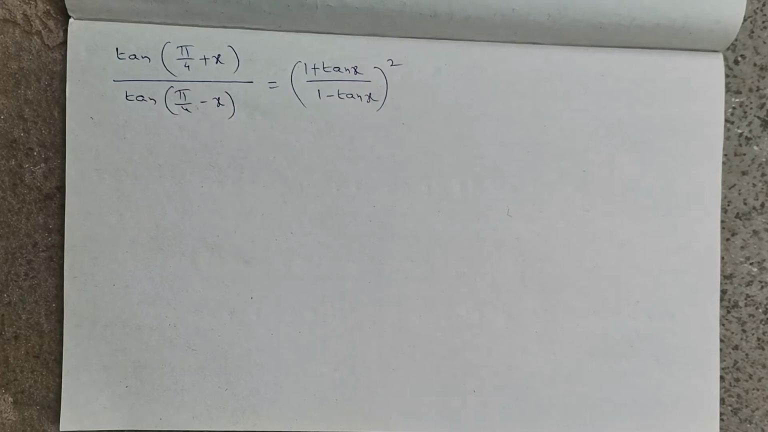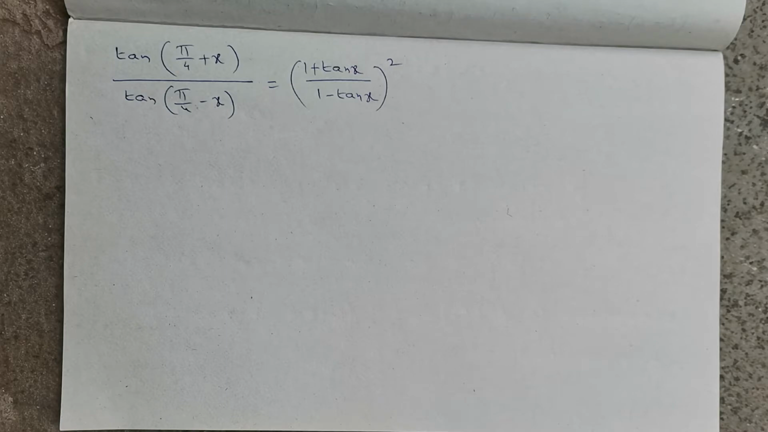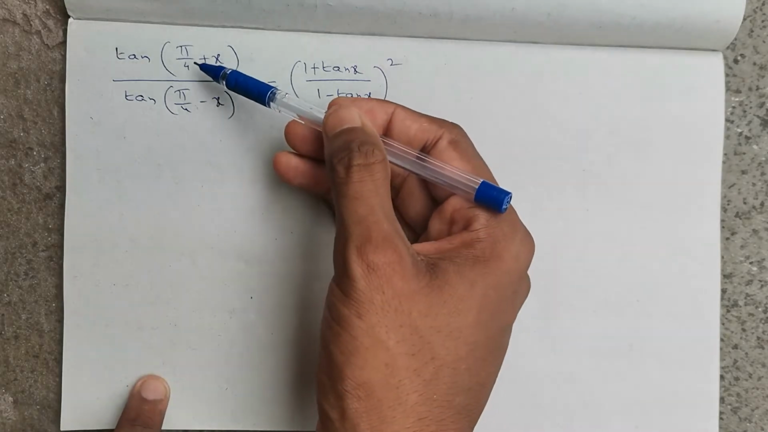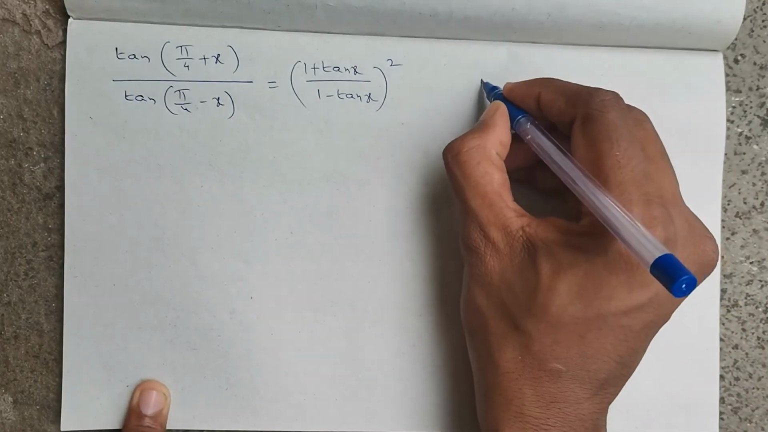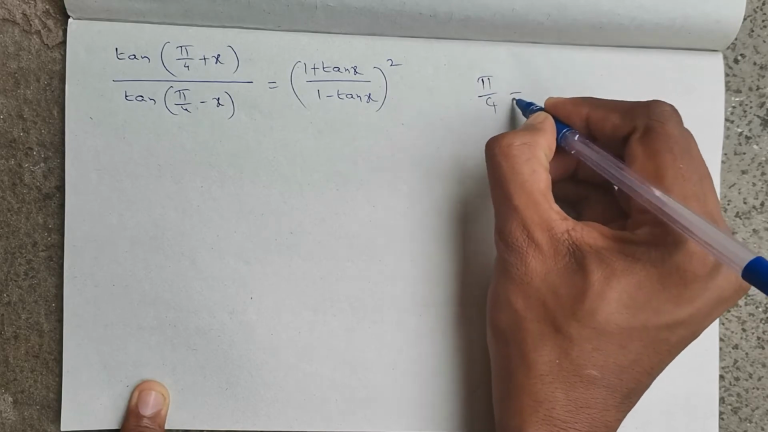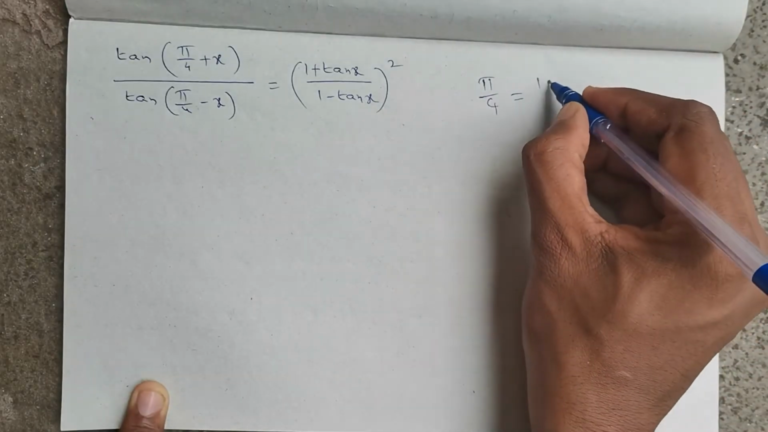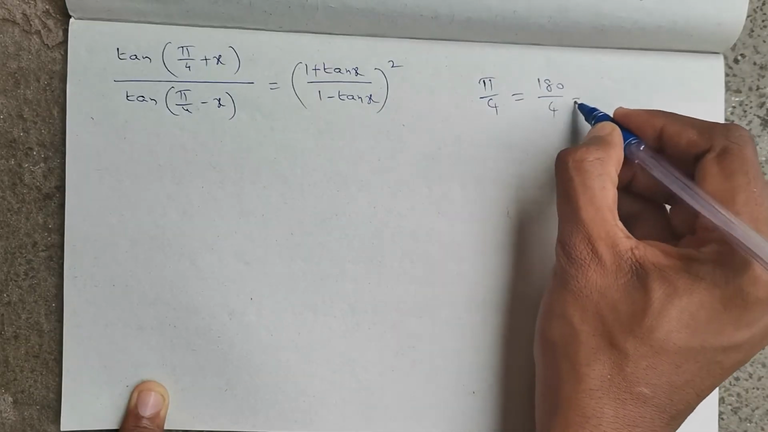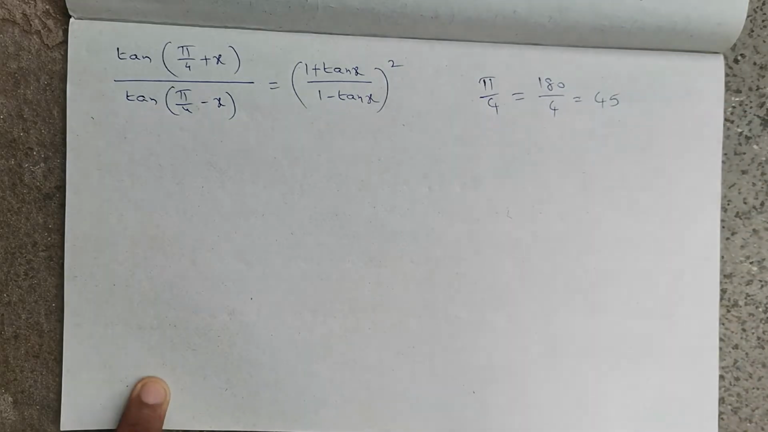Okay, let's have a look at the next question. Show that tan of (pi by 4 plus x) divided by tan of (pi by 4 minus x) is equal to (1 plus tan x divided by 1 minus tan x) whole square. So same here also, pi by 4 is in radians. I am converting this to degrees. In the place of pi, write 180 by 4, which is equal to 45 degrees.